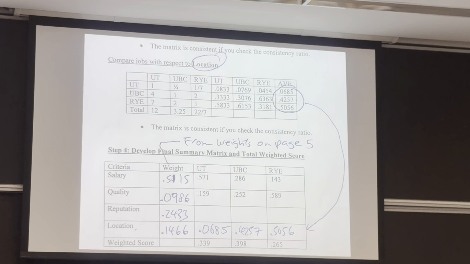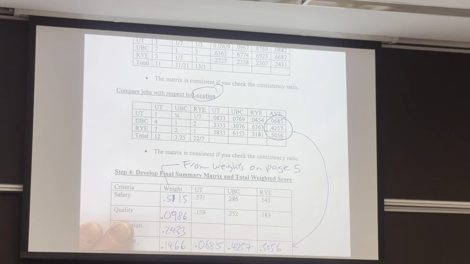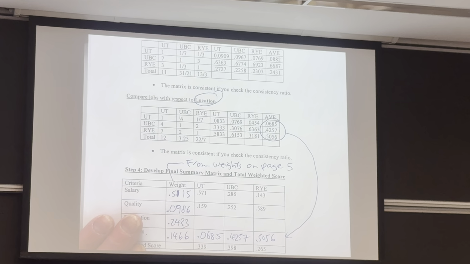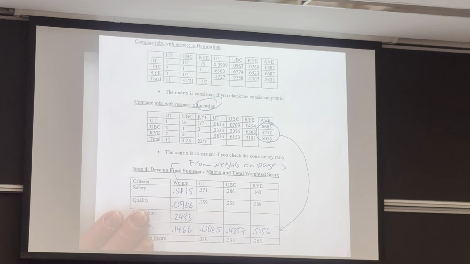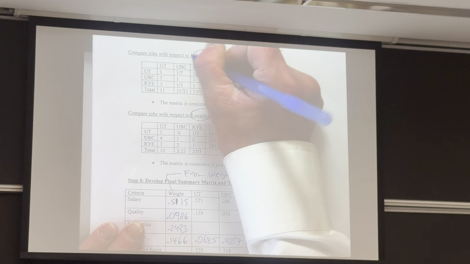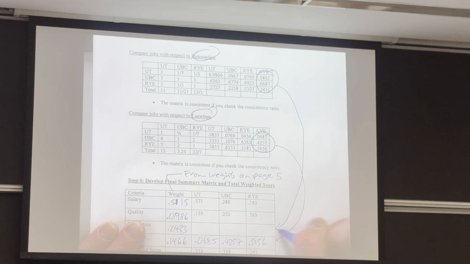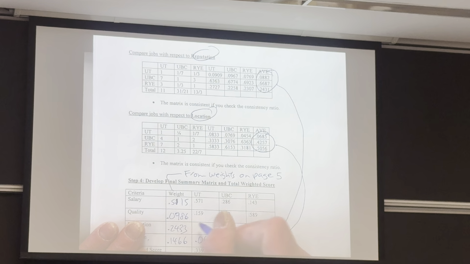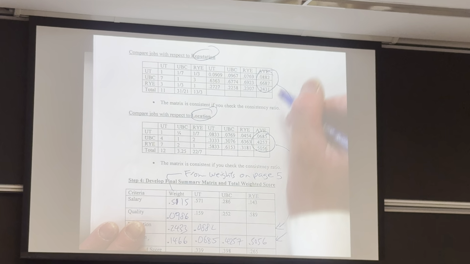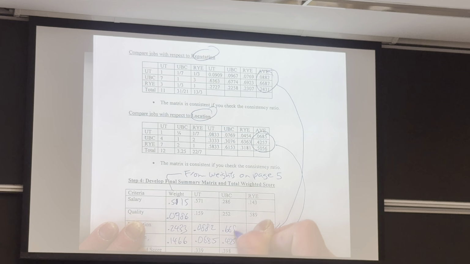And of course, if we want to populate the reputation, we would be looking at the reputation table here, picking those values, and filling them in there. So 0.0882, 0.6687, and 0.2431. We fill in the ratings from the previous calculations.